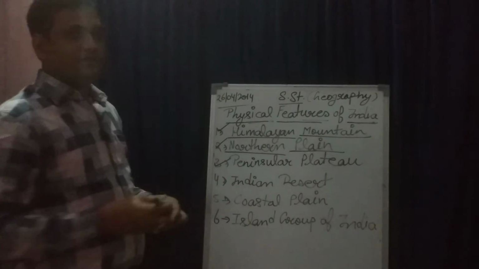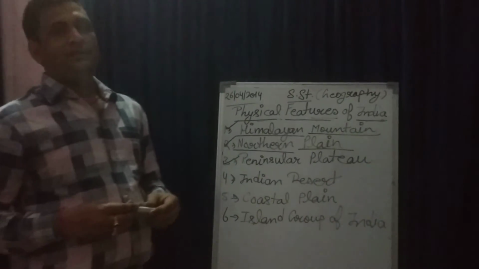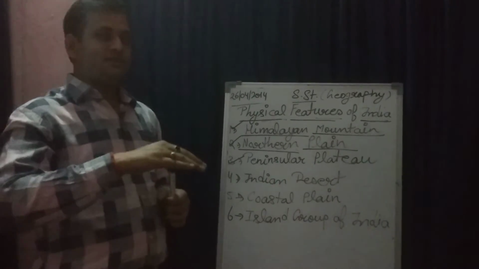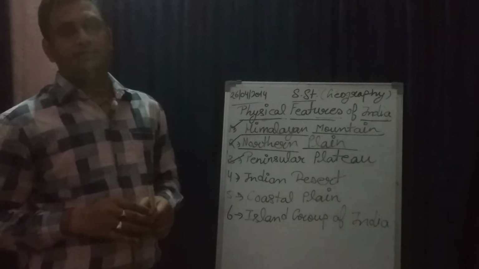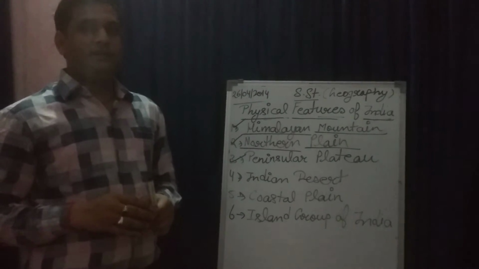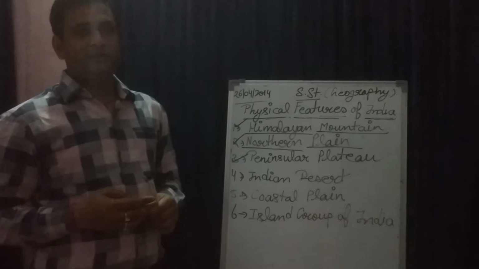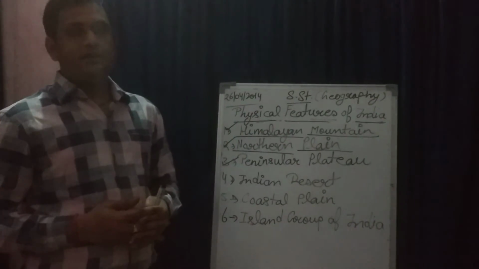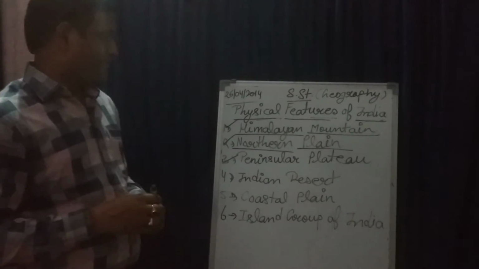The third is the peninsular plateau. The third part is also from the middle of India, that is the peninsular plateau. A plateau is just a little bit of upland, and it covers the area from Maharashtra and Andhra Pradesh, and nearby it touches the South Indian area.